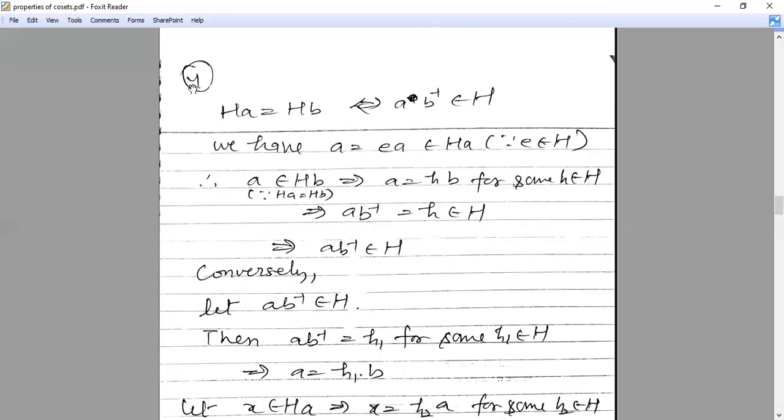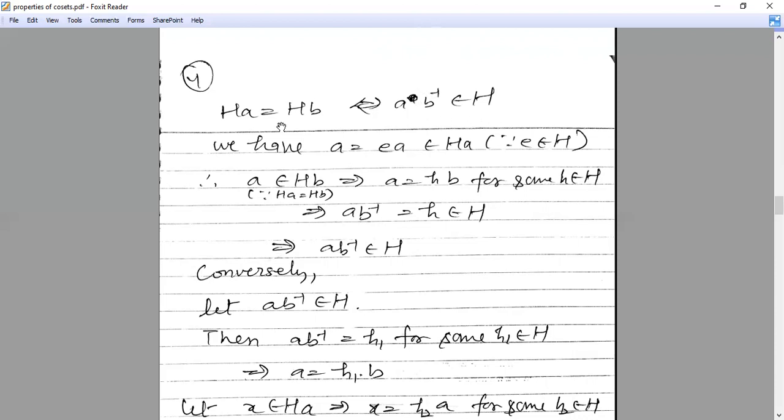In the fourth property, we are going to show that if you have two right cosets Ha and Hb, then this property says that Ha is equal to Hb if and only if a into b inverse belongs to capital H. So we have a can be written as e into a, so this belongs to Ha. Here we have Ha is equal to Hb and we are proving that a b inverse belongs to H.